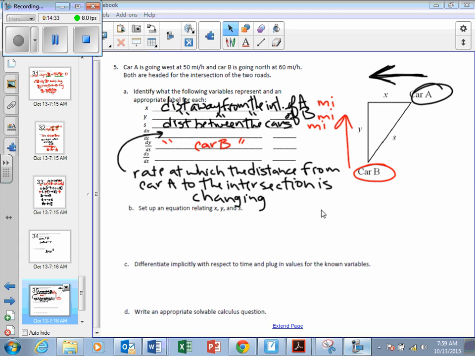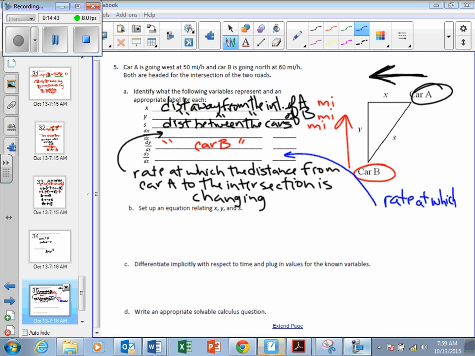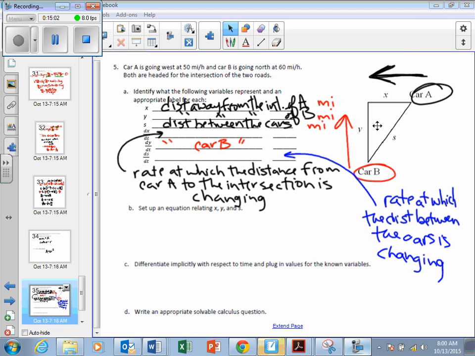And now ds/dt, I'm going to rewrite this over here on the side. ds/dt is the rate at which the distance between the cars is changing. That's what all our variables stand for. Each of these variables, these rates at which they're changing, these would be in miles per hour. Miles per hour and miles per hour.